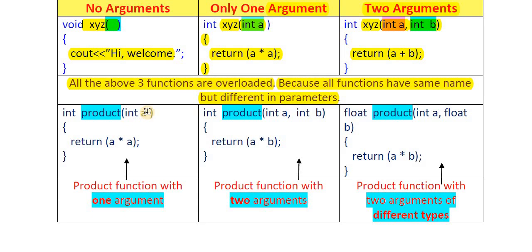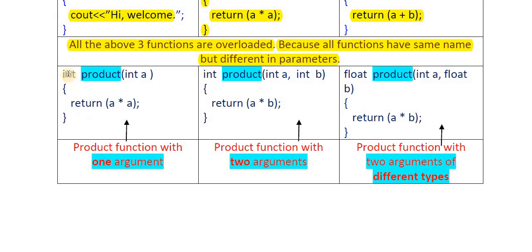Okay, so here another example is given. Integer product. Product is the name of a function. So integer product, and inside the brackets integer a, means here we are using only one argument or one parameter. What is the work of this function? It will multiply the same number. It will find the square. A into a means a square. It will find the square of a number. Okay, in the second example here.